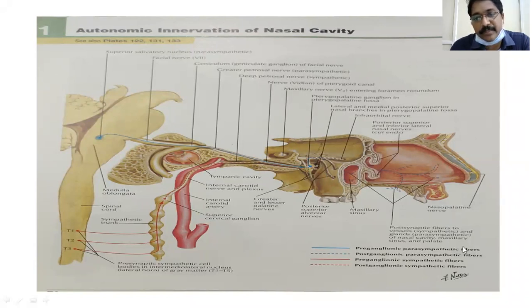The postganglionic parasympathetic fibers mainly supply the nasal glands and maxillary sinus glands, and they cause vasodilatation. And postganglionic sympathetic fibers cause mainly vasoconstriction.